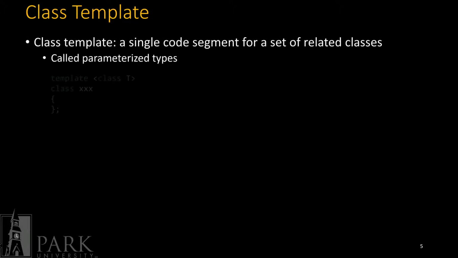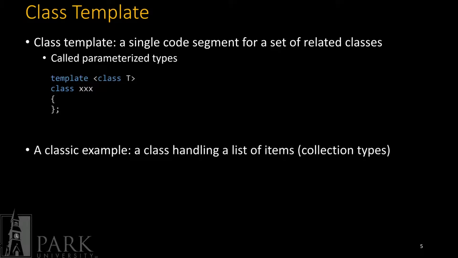A class template is similar to function templates. It allows us to write a generic class which can be used with different types. One of the classic examples of a generic class is a class handling a list of items, the so-called collection class or container class. The array class in Java is a collection class. It can hold a list of integers, strings, clock objects, and whatever else you want to throw in there.